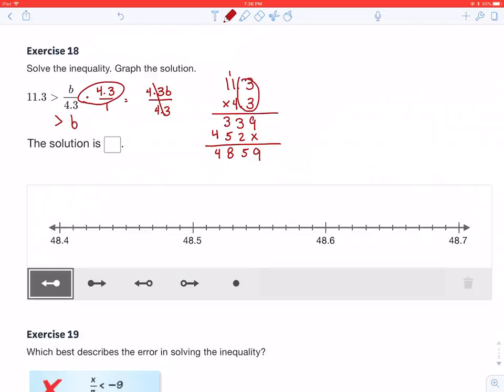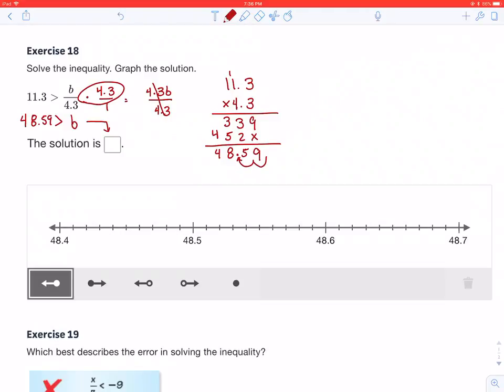And I get 4,859, but I have 2 numbers past the decimal. So I'm going to move this in 2 spots, 1, 2. And I get as an answer that 48 and 59 hundredths is greater than b. That's going to be my solution. So I actually worked this one out for you because I also want to show you how to find where this goes on the number line.